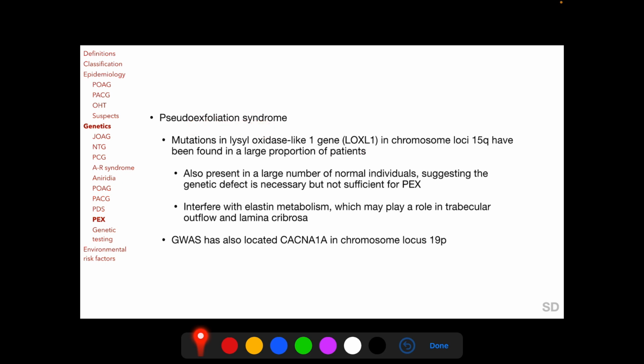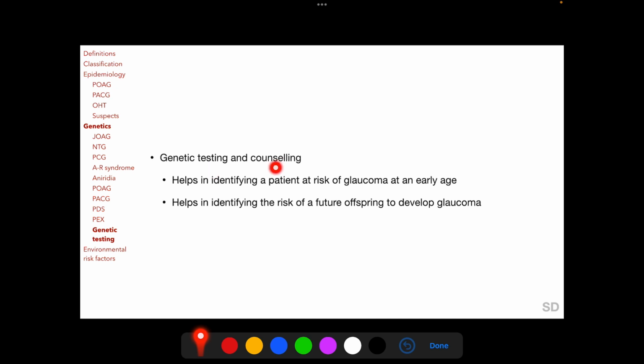LOXL1 mutations have also been found in a large number of normal individuals, suggesting that the genetic defect is necessary but not sufficient for causation of pseudoexfoliation. And genome-wide association studies have identified CACNA1A gene as a causative factor for pseudoexfoliation syndrome. Genetic testing and counseling helps in identifying a patient at risk of glaucoma at an early age prior to the onset of structural and functional changes of glaucoma, and it also helps in identifying the risk of a future offspring to develop glaucoma.